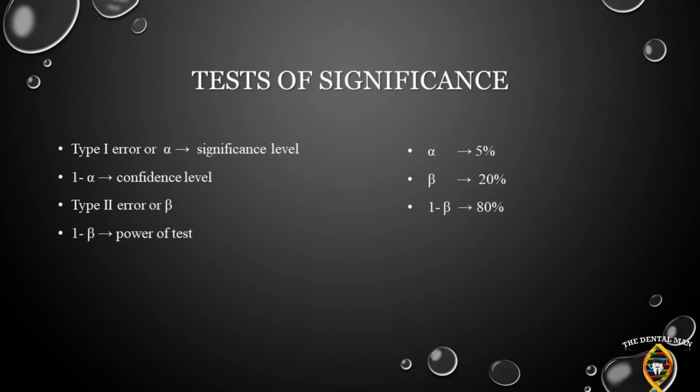1 minus beta is called the power of test. Power is the probability of rejecting null hypothesis when it is false. Power of test should be 80 to 90%. With these values, we decide whether null hypothesis should be accepted or rejected. These are the basics of tests of significance.